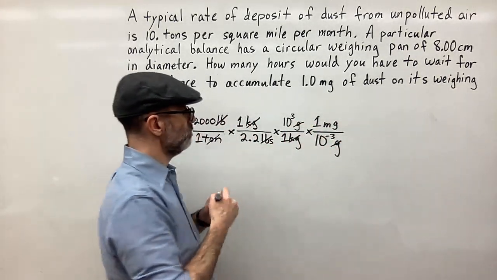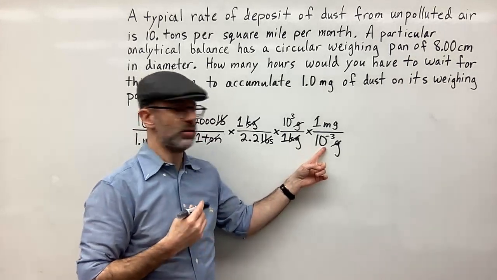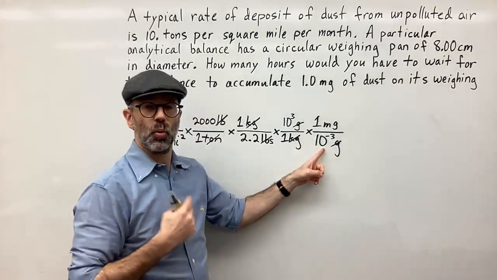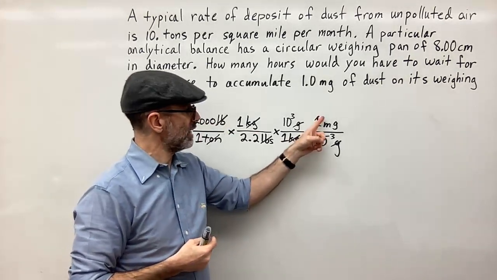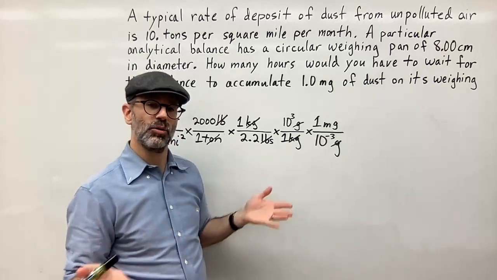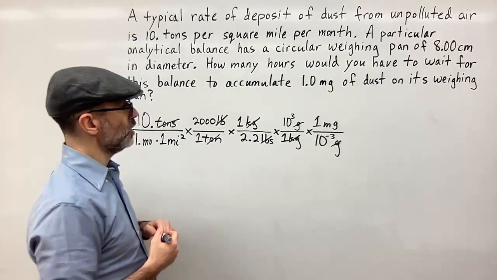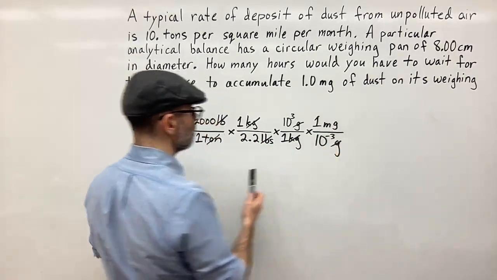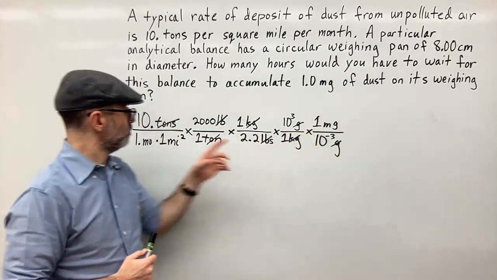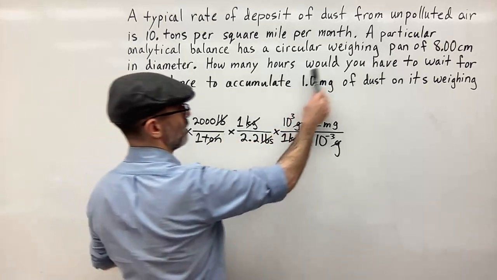And again, you could put 1 gram on the bottom and 1,000 milligrams on top, and it will give you the same ratio. So either way is fine. So now I have milligrams for the top, which is what I want because I have milligrams here.